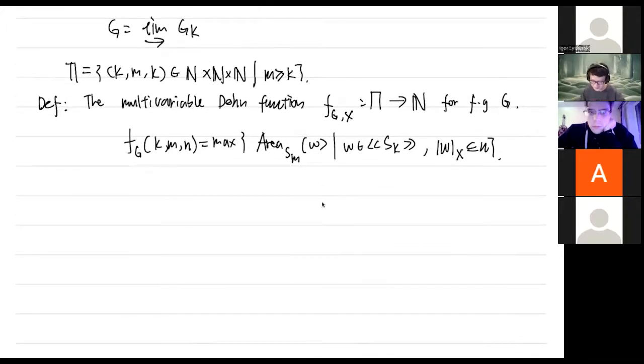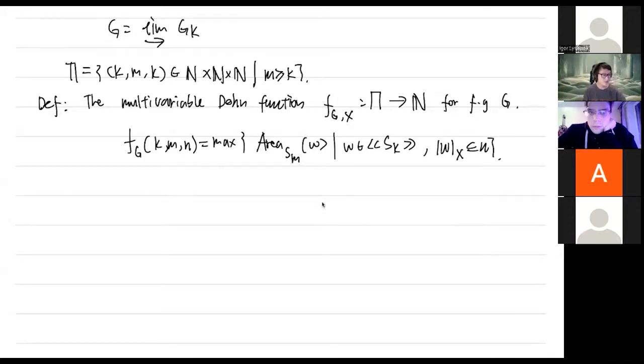So if you look at the definition, we consider words in such a set, and we basically see what the behavior of the words is as we increase the number of relators we have.